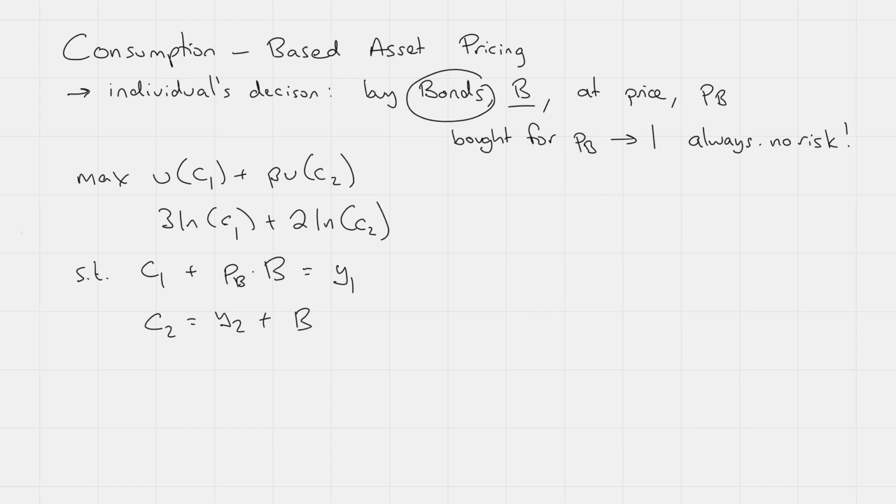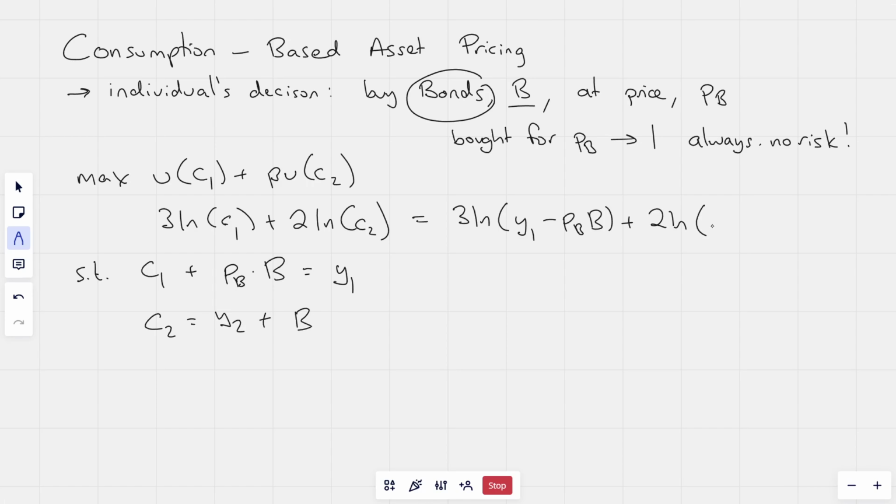So what they're going to do here is differentiate, right? They need to take a first order condition. So the easiest way to do this is to reduce it to a problem of one variable by substituting in for B. So here we would get 3 log of Y1 minus PB times B plus 2 log of Y2 plus B.